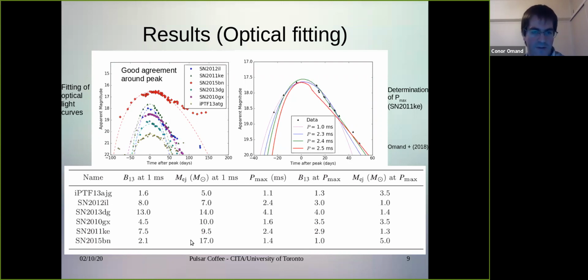The ejecta masses are usually between 5 and 15 for P min, but they all decrease to less than 5 at P max. And you can see the magnetic field here is also decreasing as well. And the P maxes are usually somewhere between 1.5 and 2. We have this outlier with 4, but they're still not rotating slowly.